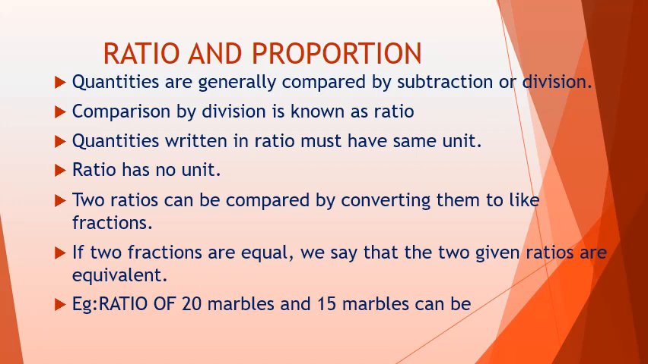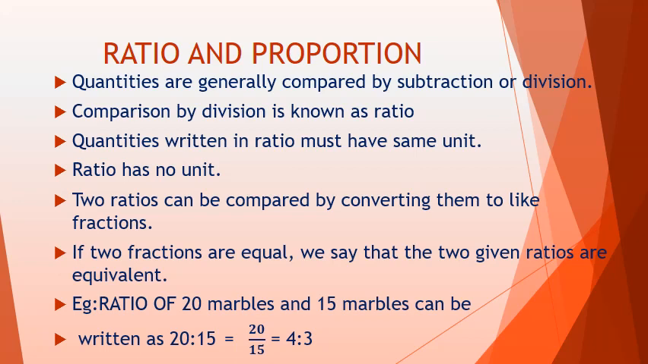For example, ratio of 20 marbles and 15 marbles. How to find these ratios? Here both quantities are the same. Both are marbles only. So to find the ratio, the first given quantity should be written first, or in the numerator. So ratio of 20 marbles and 15 marbles can be written as 20:15. And we have discussed that ratio can be treated as fraction. So 20:15 can be written as 20/15.